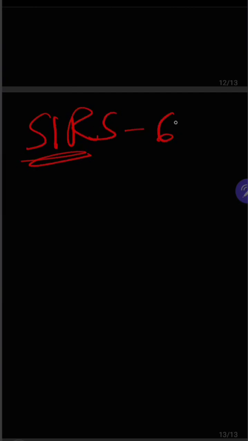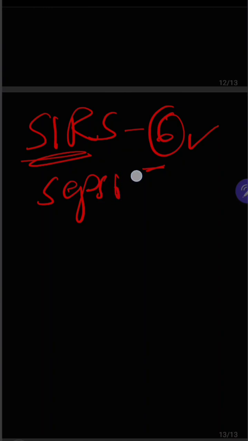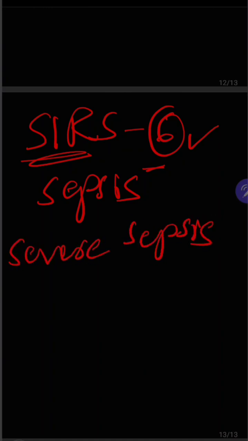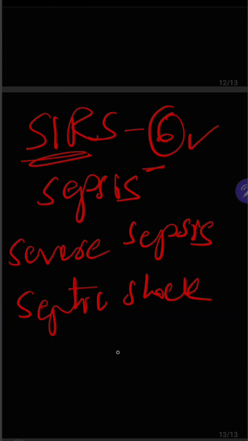Okay. So always, number 1 comes SIRS. You have to know the 6 points in systemic inflammatory response syndrome. 6 criteria you have to know. And then comes sepsis. Sepsis is SIRS plus confirmed or presumed infection. And then severe sepsis. Severe sepsis is sepsis plus organ dysfunction. And then septic shock. Septic shock is severe sepsis plus refractory hypotension.